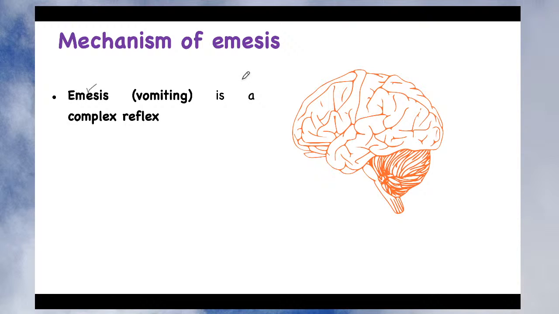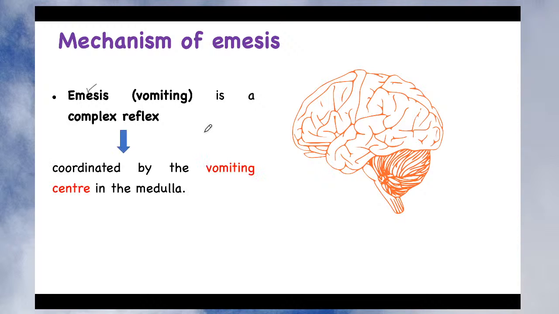So since multiple factors are involved in the process of emesis or vomiting, it is a complex reflex where this activity is coordinated by the vomiting center, which is present in the medulla. If you see, if this is the brain, the medulla is basically the lower portion of the brain. This is the portion where your vomiting center is present.